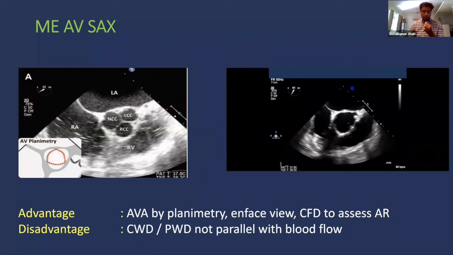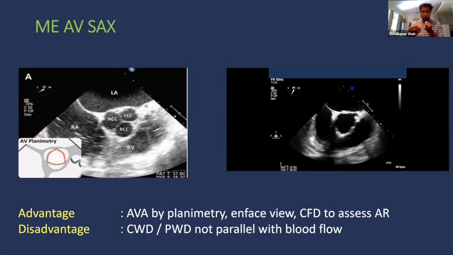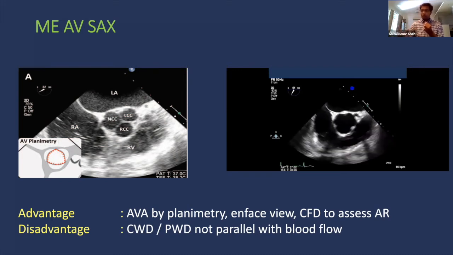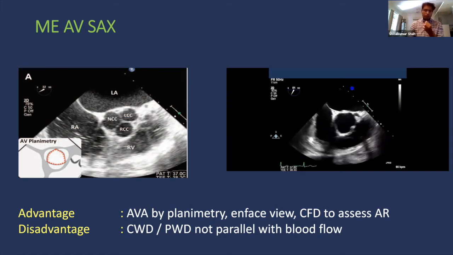and the third one is the left coronary cusp. At this point, if you withdraw the probe a little bit, you can come to the level of the sinus of Valsalva, and then slightly anteflex the probe, and you will be able to see the right and the left coronary ostia. The main advantages of this view are assessing the aortic valve area by planimetry and color flow Doppler to assess aortic regurgitation. The disadvantage is the application of spectral Doppler, as it's not parallel with the blood flow.